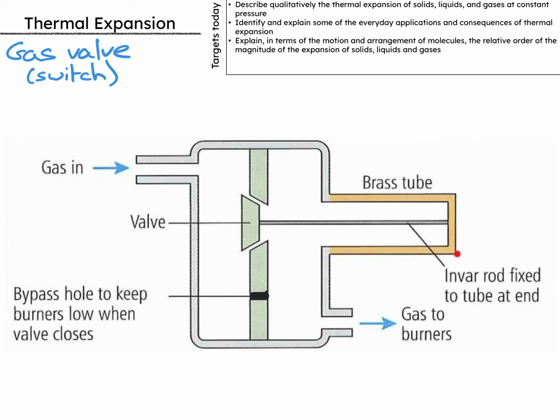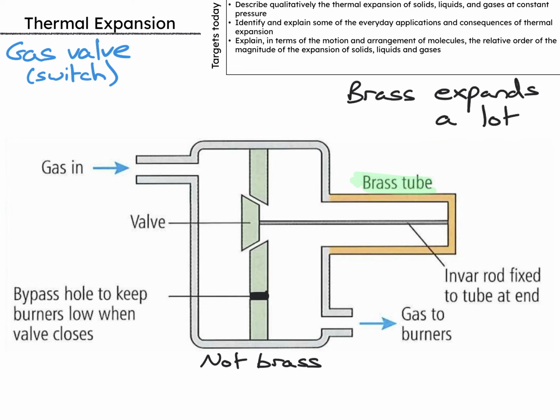Now the bit over here is the clever bit. There's a brass tube. Notice that the rest of the valve was not brass. Brass expands a lot when it gets hot, and that's the reason why we picked it. Inside is an invar rod. Now, invar gets its name from invariable, so it's not variable. It does not vary its length much when it heats up. If this rod starts 5 centimeters long, it will stay 5 centimeters long.